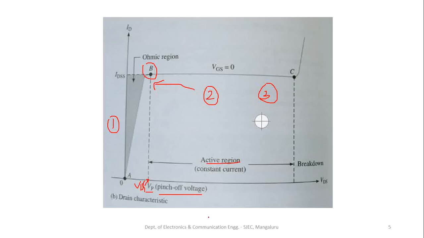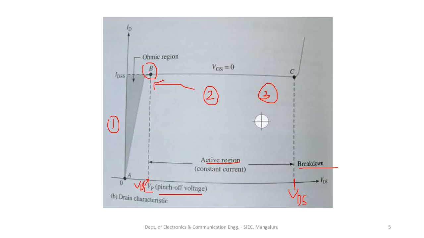Then beyond this, what happens when we further increase the VDS voltage? Beyond this, there is a breakdown. The transistor heats up, moves into the breakdown region, and the device is damaged. The VDS voltage at which the breakdown occurs is called the breakdown voltage. Beyond this, the device heats up and gets damaged. So this region is called the breakdown region.